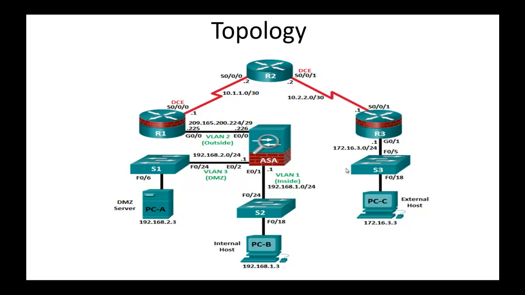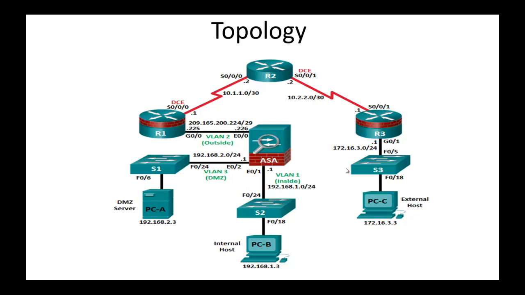So the ASA will be the central focus here. It will have the outside zone, the DMZ zone and the inside zone. For the outside zone, we are going to use the 209.165.200.224/29 network. So that 226 will be on the ASA side and that 225 will be on the router side. And then the inside interface will be on the E01 interface. The 192.168.1.0/24 network will be used.